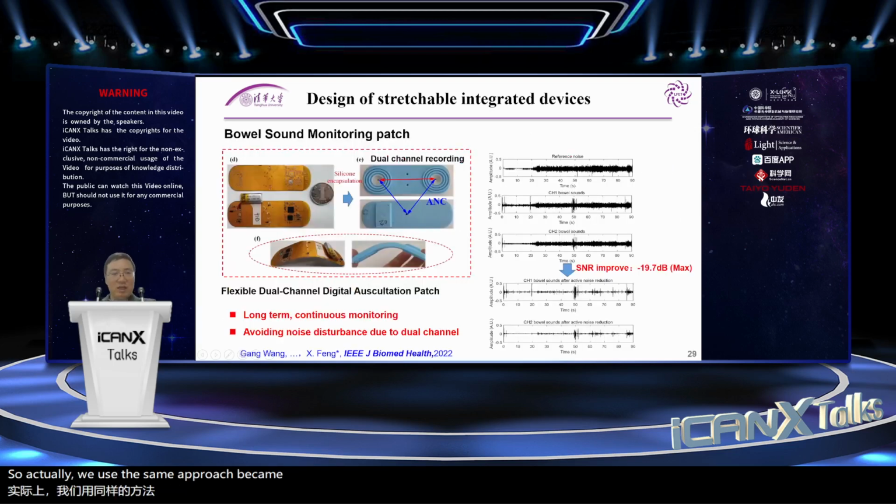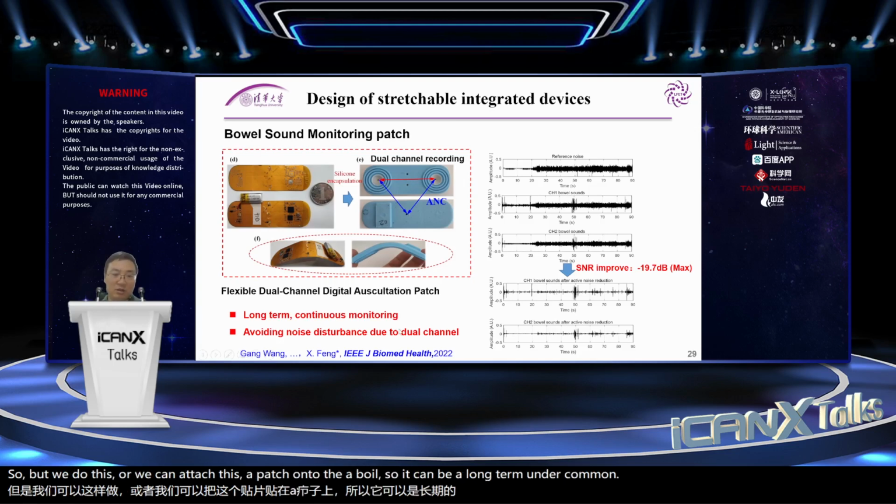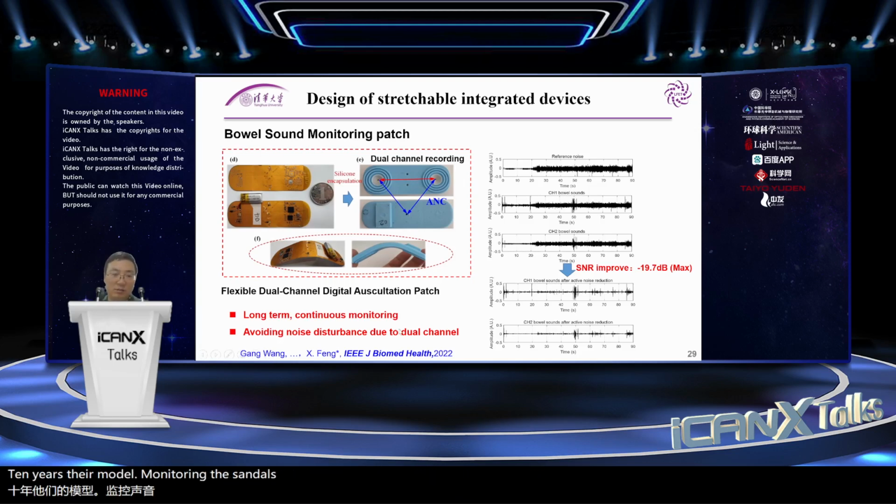We can develop a bowel sound monitoring patch, a soft patch. We can attach this soft patch onto our stomach, around our stomach. So this can monitor the sound of our bowel. The bowel sound is very important for the digestive system. So we can attach this patch onto the abdomen, so it can do long-term and continuous monitoring of the sound of the bowel.